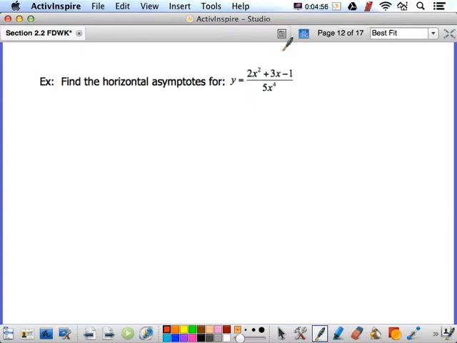So for this problem, we have y equals 2x squared plus 3x minus 1 all over 5x to the fourth. Because the highest power is in the denominator, that means there is a horizontal asymptote at y equals 0. Do you guys know why? Because the higher one's in the denominator. Well, true. Because I told you it was true.